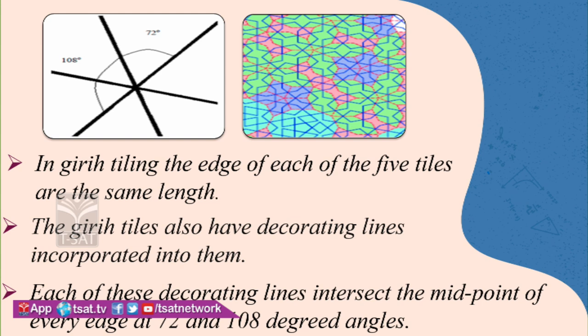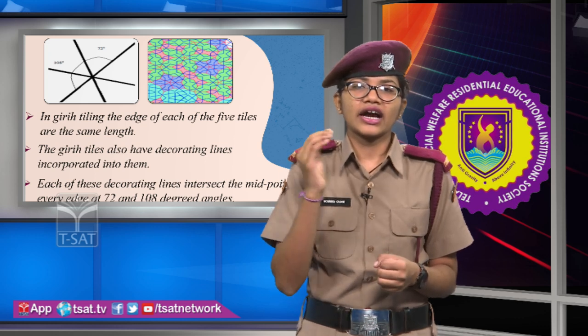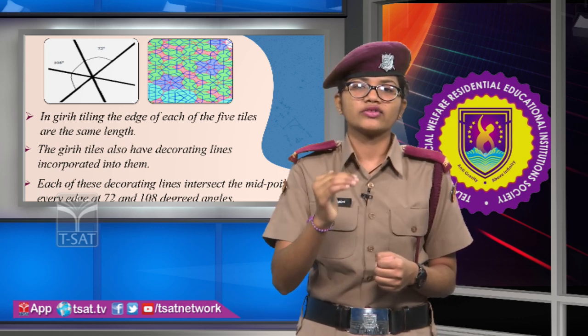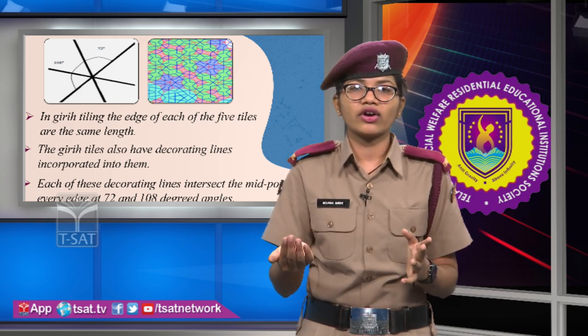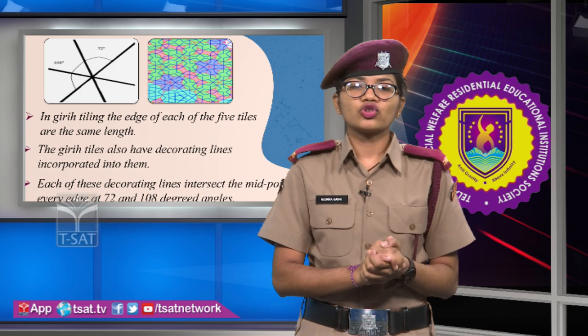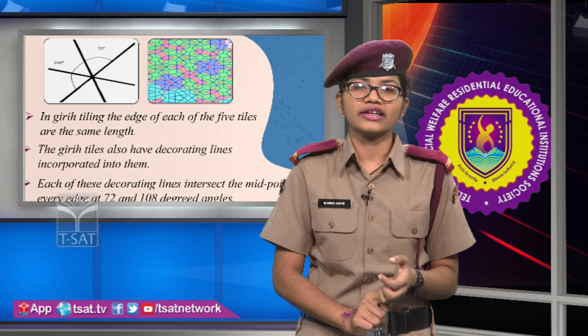And the tiles were used with the angles of 72 and 108 degrees to form the basic structure of Islamic architecture. The girih tiles play a main role in Islamic architecture while constructing the mosques, domes, etc. The main principle behind the girih tiling was the 1:√2 ratio and also the 72 degree and 108 degree angles.